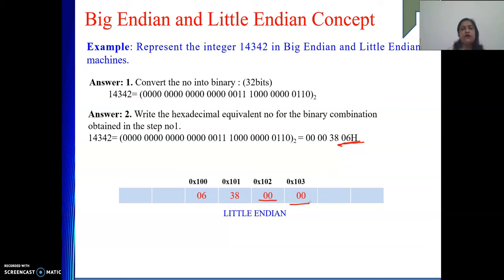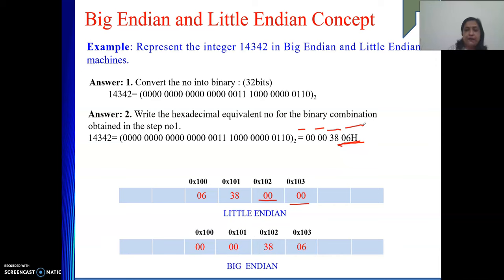If I am asked to do the big Endian representation, then what will I do? I will reverse the order of my bytes. So first what will I store? First I have to store 0000, then 38, then 06. So in case of big Endian, your MSB will be stored first. MSB here happens to be 00. So 00003806. So this is how very beautifully we have stored one integer number in big Endian as well as little Endian machines. So this part is clear.